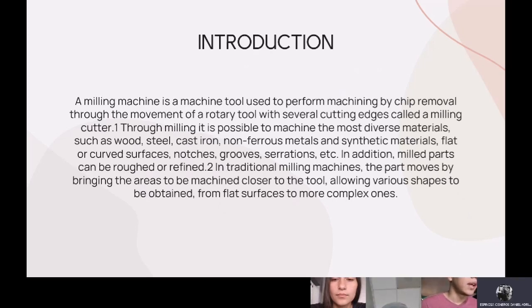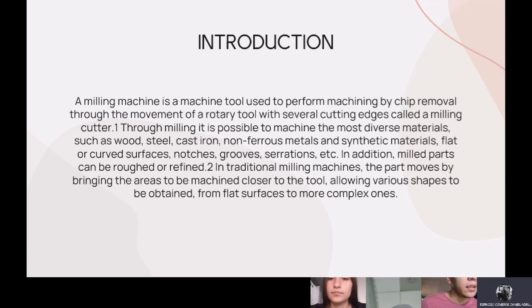Introduction. A milling machine is a machine tool used to perform machining by chip removal through the movement of a rotary tool with several cutting edges, called a milling cutter. 1. Through milling, it is possible to machine the most diverse materials, such as wood, steel, cast iron, non-ferrous metals, and synthetic materials, flat or curved surfaces, notches, grooves, serrations, etc. In addition, the milled parts can be renewed or refined.